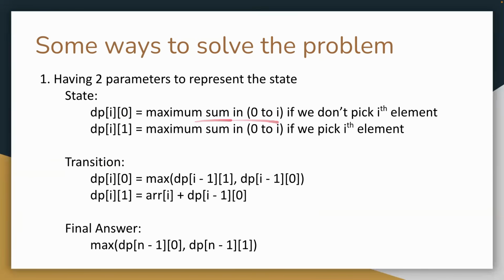So dp of I comma 0 is the maximum sum in 0 to I if we don't pick up the ith element. dp of I comma 1 is the maximum sum in 0 to I if we pick up the ith element, right? For the transition, when you're not picking it up, you have two possibilities for the previous element. When you're picking up your ith element, you don't have any choice in the previous element. And your final answer is like this time there are two choices. Is this part clear? That when you're defining your final answer, now you have two choices. When you reach the end, there could be two ways. Either you pick up the last element or you don't pick up the last element. So you consider the maximum of these two, right? So I hope this is clear to everyone.